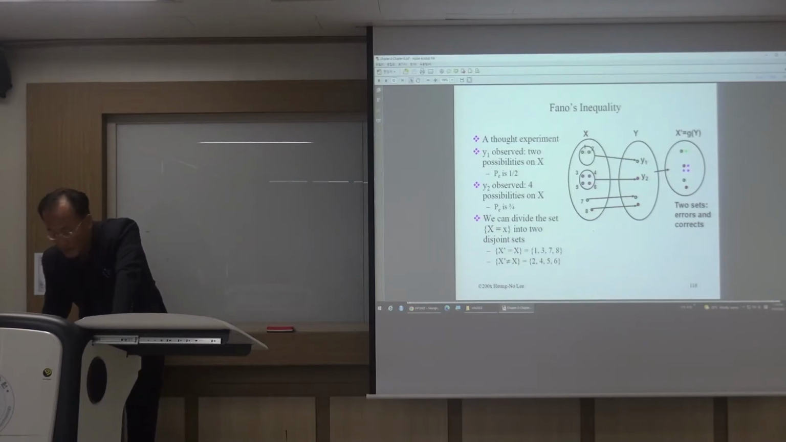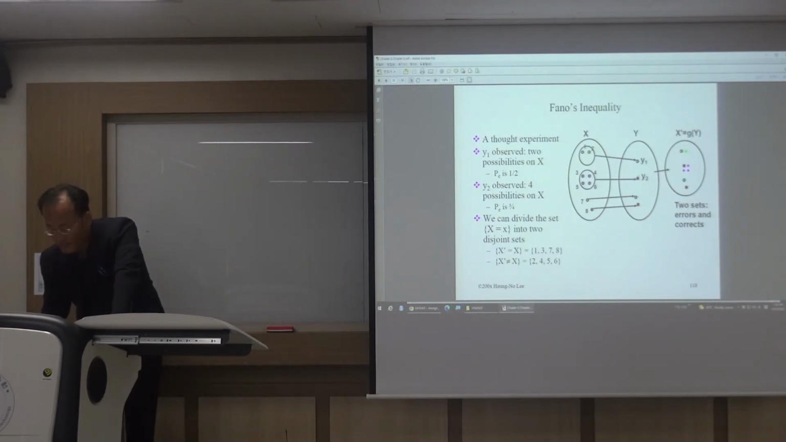And here, this is the input set. So I have these elements: 1, 2, 3, 4, 5, 6, 7, 8. Whenever you send 7, you will receive this Y. Whenever you send 8, you receive this. Whenever you send 3, you receive Y2. Whenever you send 4, you receive Y2. So the circle means this many-to-one mapping. You send 3, you receive y2. You send 4, you receive y2.